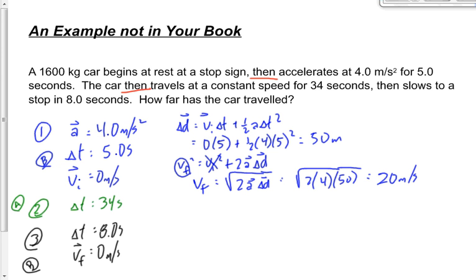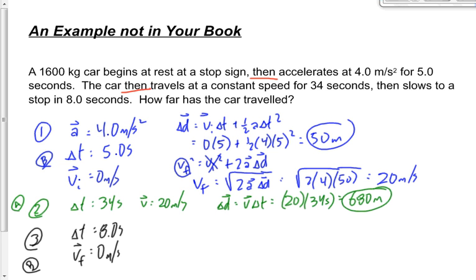So look, I got the final speed from stage 1. I don't really need it for stage 1 per se. I needed the displacement in stage 1. But I do need that speed for stage 2. Now, stage 2 is constant velocity. So now I'm going to use my group A equation, V equals d over t. Rearrange it. I get d is equal to v times t. It's 20 meters per second times 34 seconds. That's going to give me 680 meters. 2/3 done.